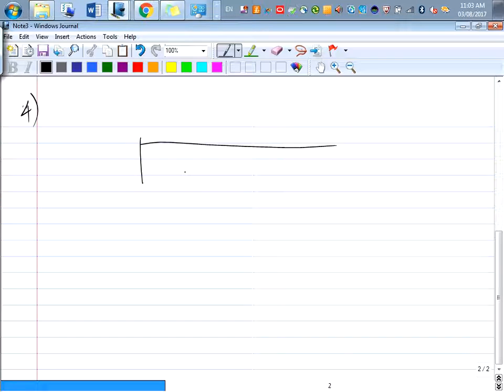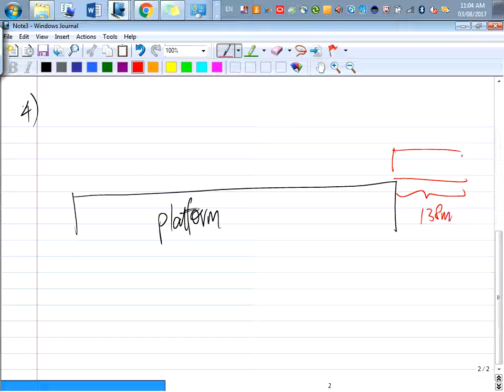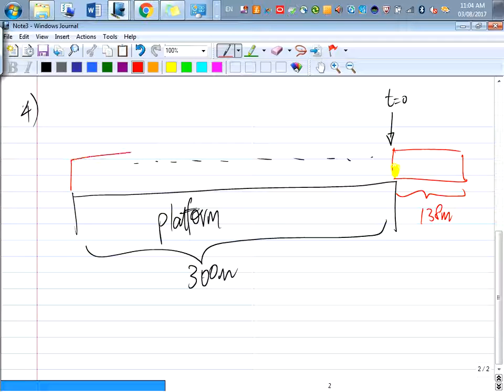So the whole train, let me draw the platform. Let's say this is the platform. Then I have the train that is approaching. This train is 138 meters, with the headlights over here. Then over here, we have 300 meters. The time for the train to pass starts from over here. Time equals zero. Then it starts to move. When it reaches this region over here, 138 meters, and with the headlight, what distance has the front of the train covered? The front covered 300 meters. But has the train passed entirely already?